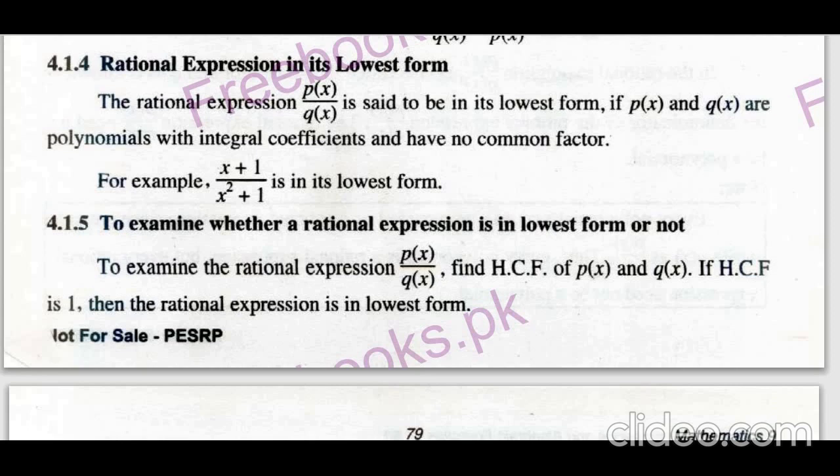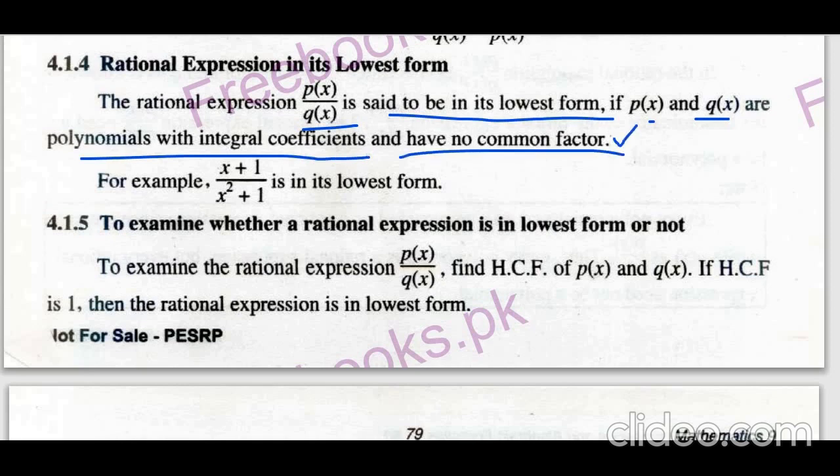The rational expression p of x by q of x is said to be in lowest form if p of x and q of x are polynomials with integral coefficients and have no common factors. For example, this is a rational expression which is in lowest form. Why do we call it lowest form? Because no x is common from numerator or denominator.